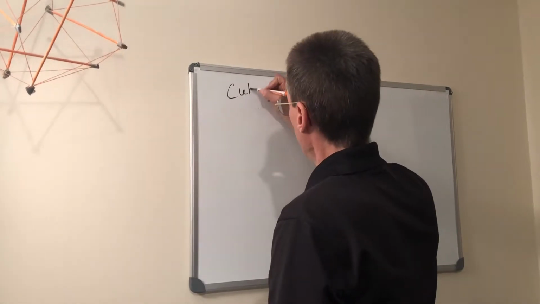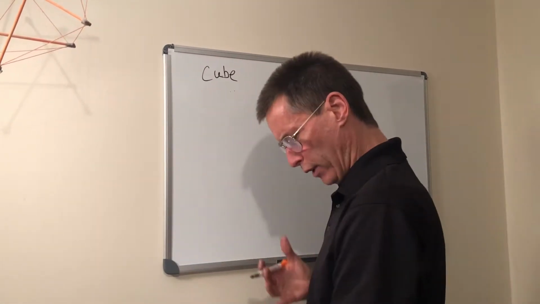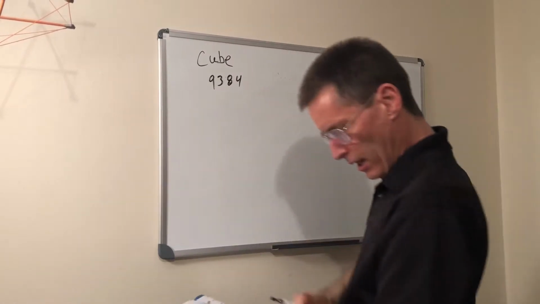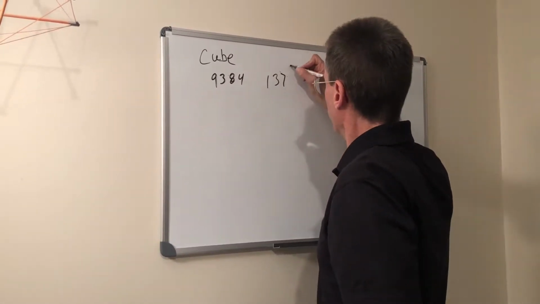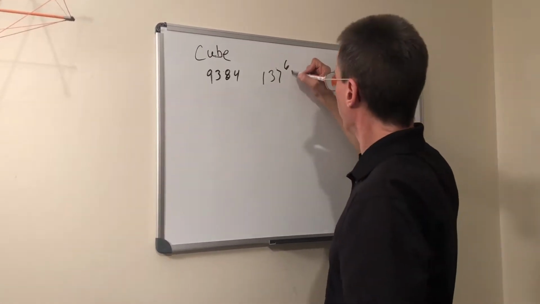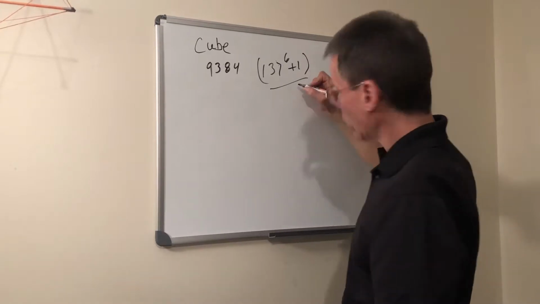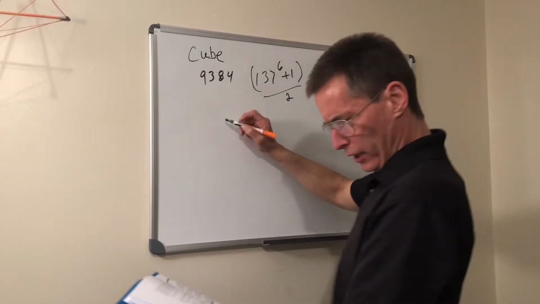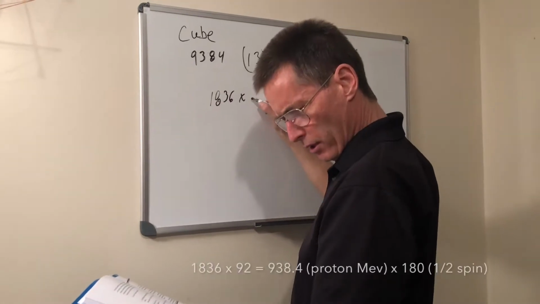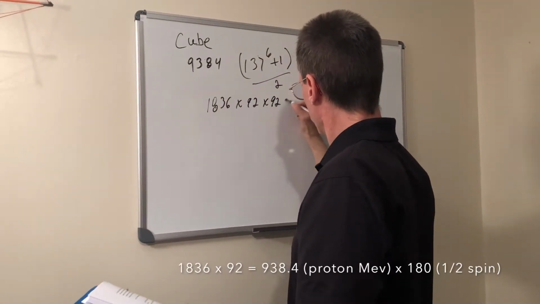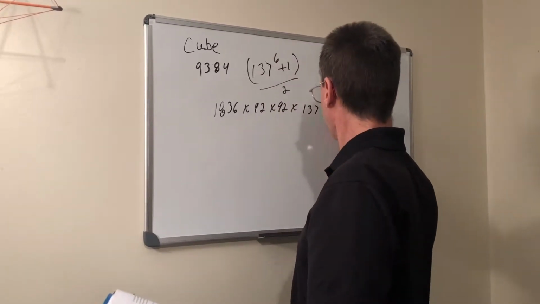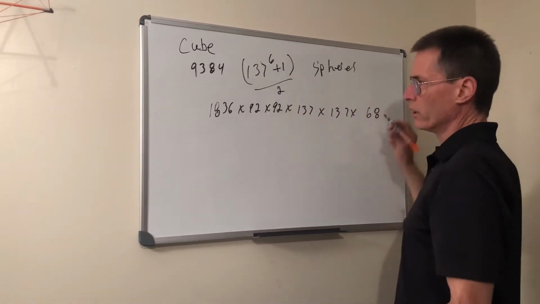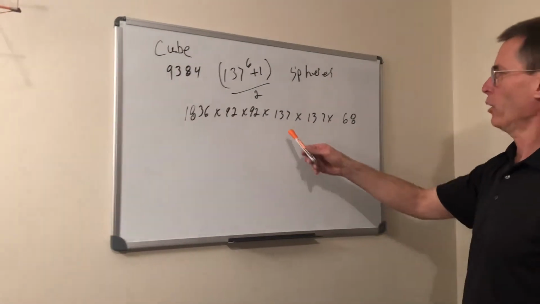But for instance, the cube structure within the vector equilibrium framework and the isotropic vector matrix framework, at the 9,384 frequency, this cube has exactly (137 to the 6th power plus 1) divided by 2 total number of spheres or vertexes. It also has exactly 1,836 times 92 times 92 times 137 times 137 times 68 total vectors. Mass of the proton, total number of naturally regenerative chemical elements, inverse of the alpha scale.